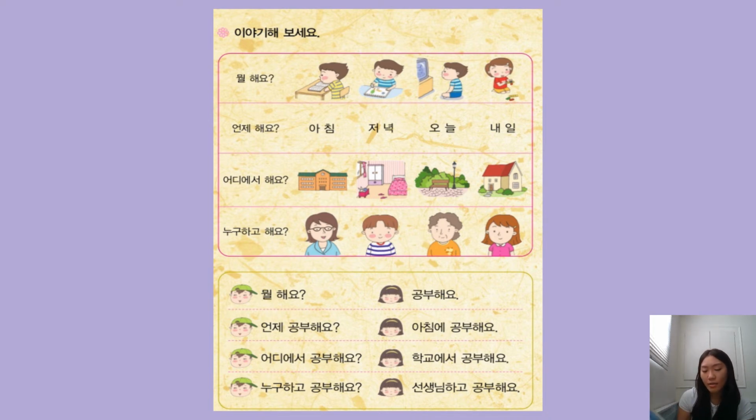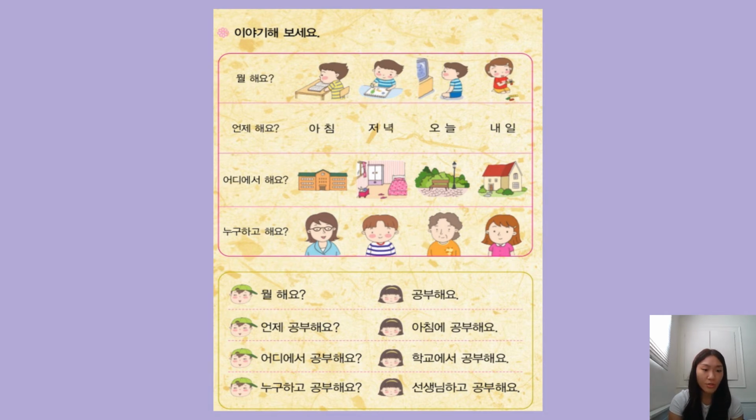It says, so the boy's asking, 뭘 해요? And the girl's saying, 공부해요. 공부, she's studying. 언제 공부해요? When do you study? 아침에 공부해요. I study in the morning. 어디에서 공부해요? Where do you study? 학교에서 공부해요. I study at school. 누구하고 공부해요? Who do you study with? 선생님하고 공부해요. I study with my teacher.